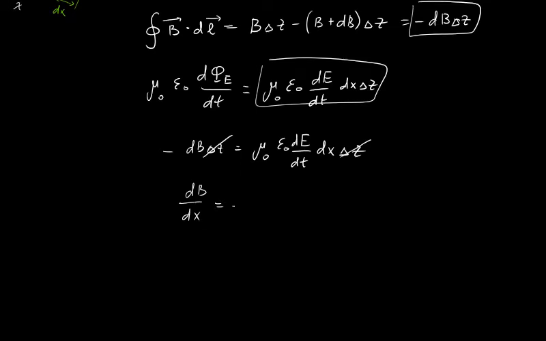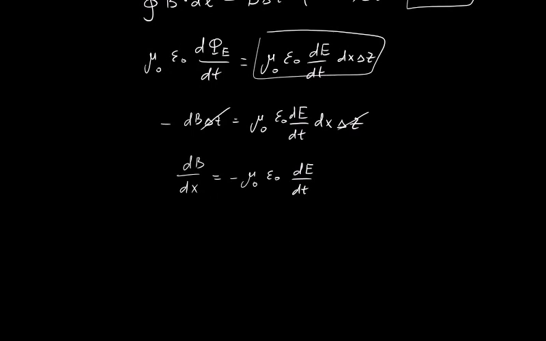I get dB dx equals negative mu naught epsilon naught dE dt. Let's not forget those are partial derivatives, so I can rewrite it: partial dB over partial dx equals negative mu naught epsilon naught partial dE over partial dt. I made a mistake, it should be the curly d, the partial derivative. Let's call this one our equation 3.